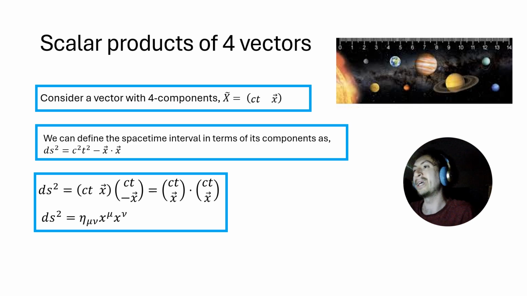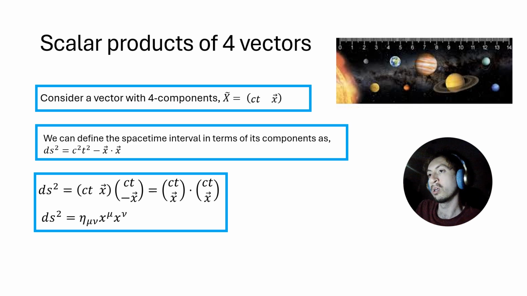And we can then rewrite the space-time interval in many ways. The first way we can do is we can use matrix algebra to multiply our row vector by our column vector, and we'll end up with the expression we have in our middle blue box. That works.